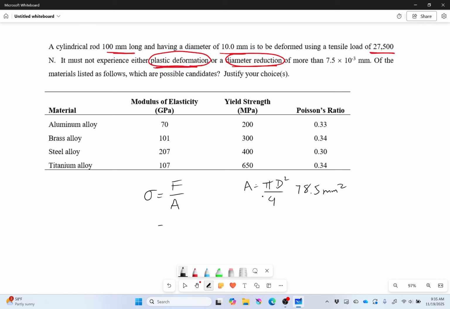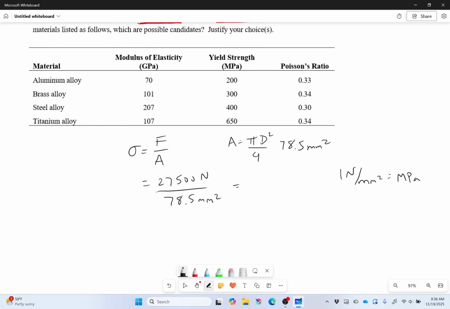Great. So now I plug this into my equation. So 27,500 newtons over 78.5 millimeters squared. There's another little handy tool. Remember that 1 Newton per millimeter squared is equal to a megapascal. You don't have to convert a bunch of times if you do it that way. That's why I like to do it that way. So 27,500 divided by that area comes out to be 350.3 megapascals. Okay, so any material that has a yield strength lower than 350.3 megapascals is currently out.